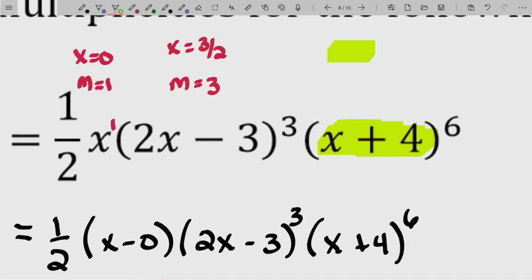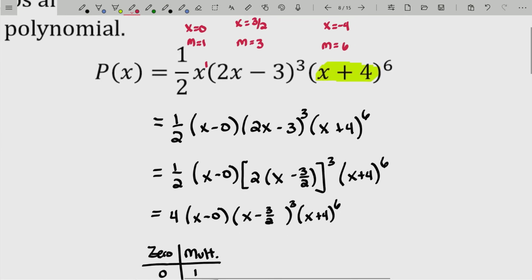And finally, on the last one, again, what would turn that into 0? x equals -4. Oops, didn't mean to write in that ink. And what's its multiplicity? 6, because that's the power. Notice I have the same exact answer.